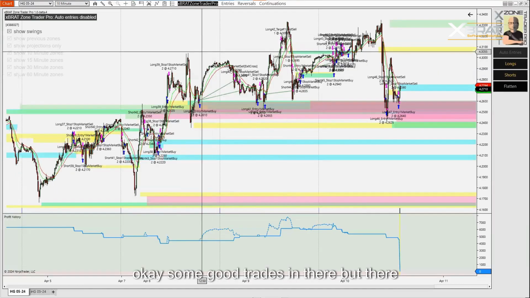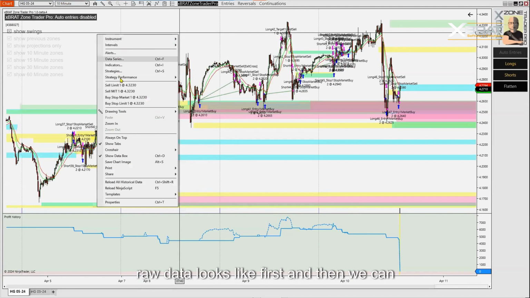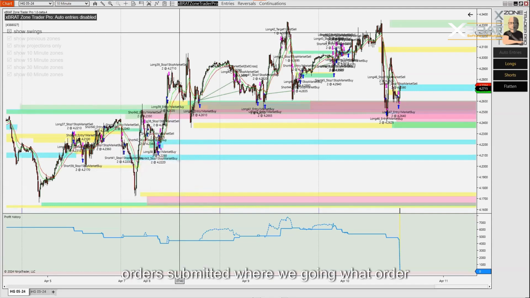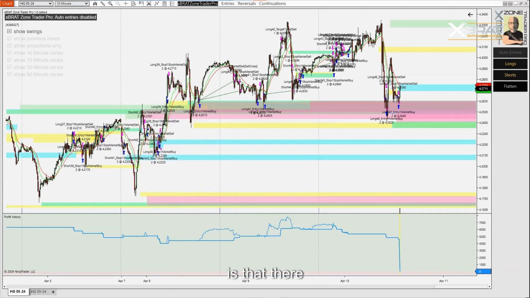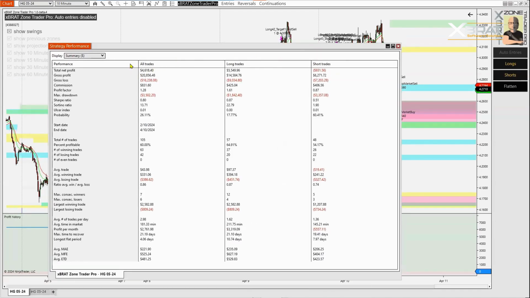Trades. Okay, some good trades in there, but there will be some losers. So let's see what the raw data looks like first, and then we can start to do so. Oh, orders submitted. Where are we going? What order is that then? CL roller coaster. Okay. Should be interesting. Right. Not bad, 60% raw data.